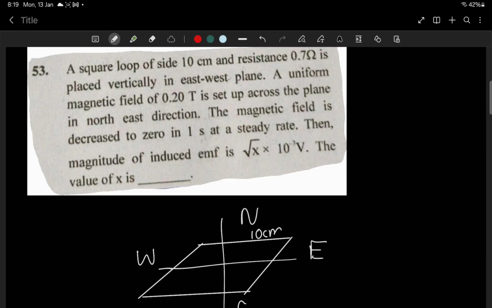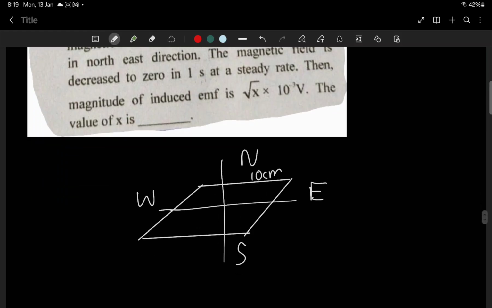A uniform magnetic field of 0.2 Tesla is set up across the plane in northeast direction. So one second, I'll rub this and write it on the other side. This 10 centimeter. In northeast direction there is a magnetic field of 0.2 Tesla. You know that this northeast direction and east direction make what angle? 45 degree. Then only it will be here also 45 degree, totally 90. You know that. You are learning geography and all. So there's a 45 degree angle made.